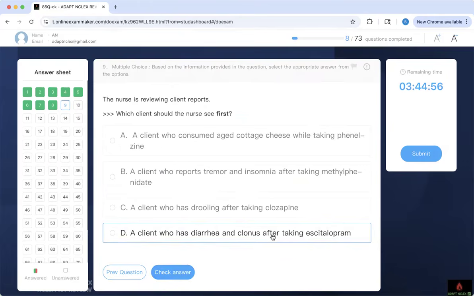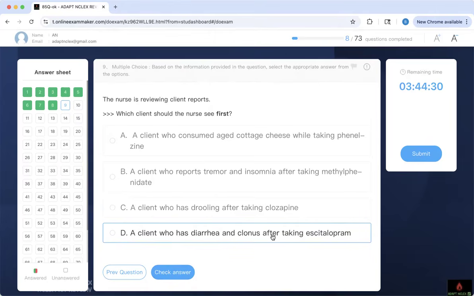Number 9, prioritization. And this is reviewing client reports. Which client should the nurse see first? Be sharp. If you want to know how to answer prioritization, check my YouTube site. A bunch of free videos on prioritization. It's called Be Sharp. I have so many videos. You can learn how to do it in a simple way. You don't get trapped. Unexpected finding. What do you see? Who do you see?